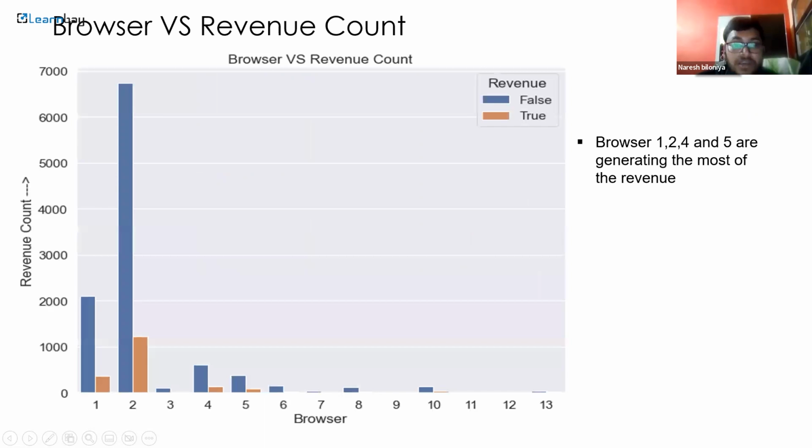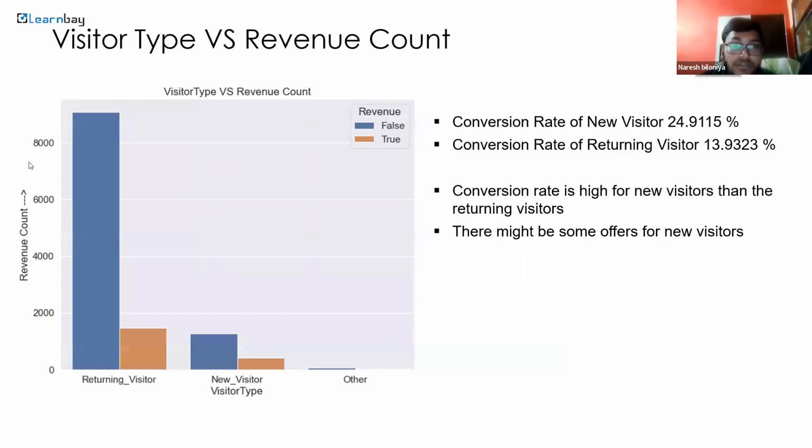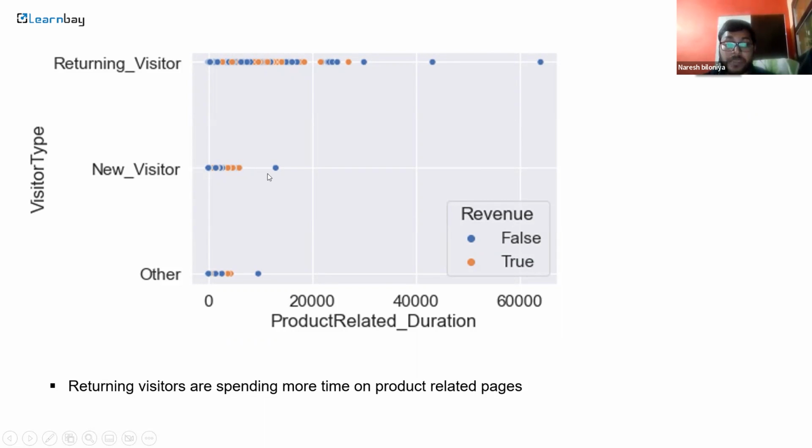In this graph, it means new visitors are having more conversion rate. The conversion rate is high, but they are spending less time on product-related pages. It means there is definitely some offer for the new visitors, so they just want to avail the offers. They are not searching for the product, not comparing, not getting into the description of the products. So that's why they stay for less time on the product-related pages.